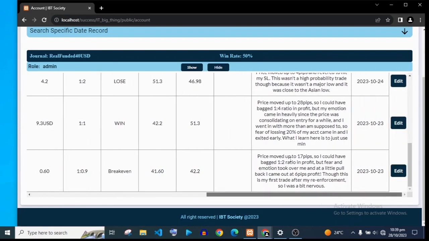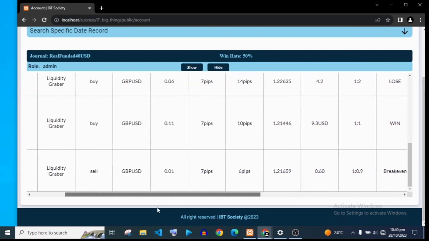I saw price moved up to 17 pips, so I could have bagged 1 to 2 ratio in profit, but fear and emotion took over me, and at a little pullback I came out at 6 pips. Though this is my first trade after my reinforcement, so I was a bit nervous. So the thing is, I wasn't even prepared.